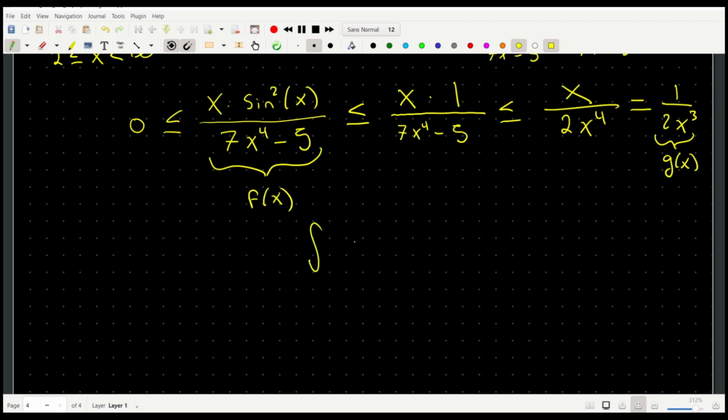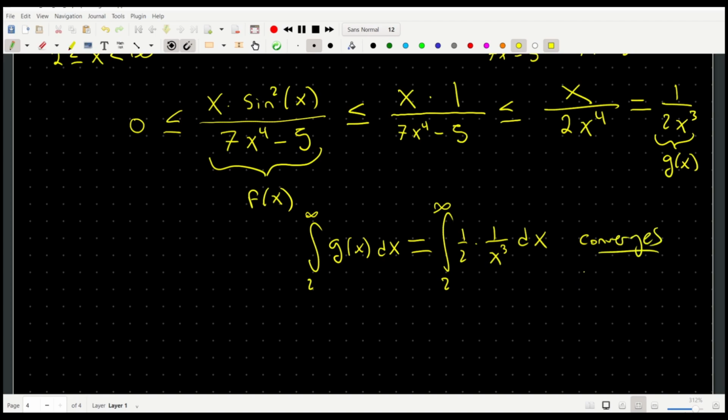And we know that the integral from 2 to infinity of g of x, or the integral from 2 to infinity of 1/2 times 1 over x to the third, converges from the previous example. This is an example of an improper integral from 2 to infinity where the alpha value is greater than 1.